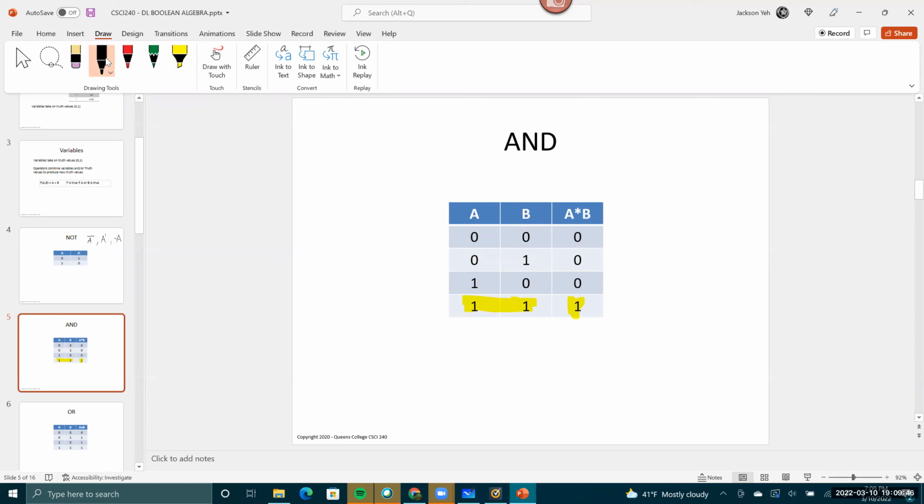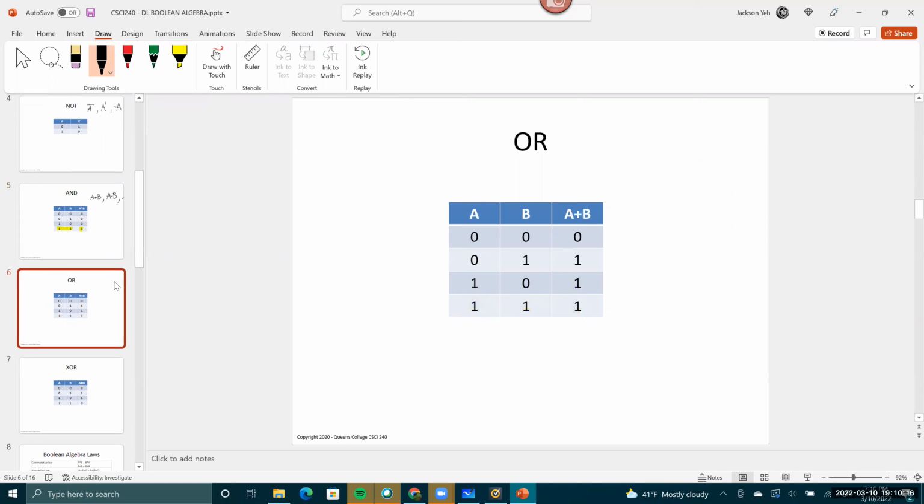The AND operation can be written like this. It's also written like this. It's also written like this. All of these mean the same thing: A and B are two variables, and there's an AND operation between A and B. Hopefully for most of you this should be a review, because I believe this is covered in discrete math.